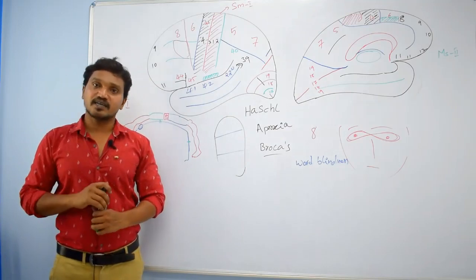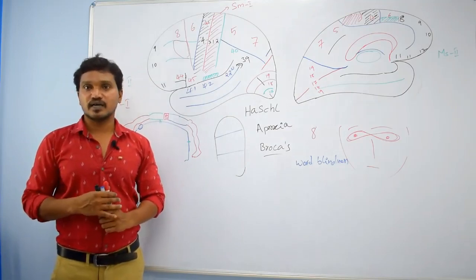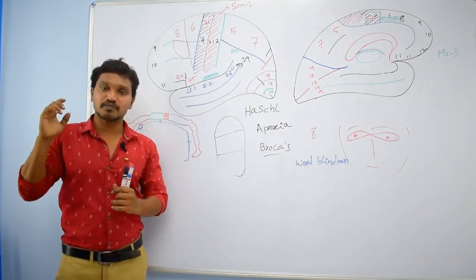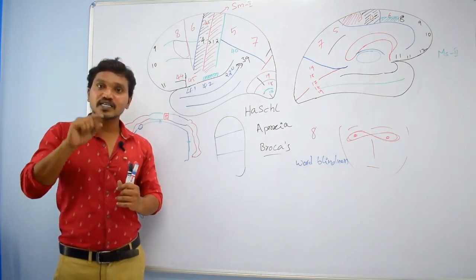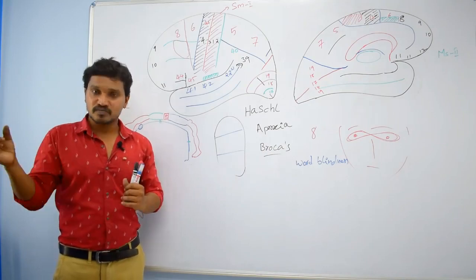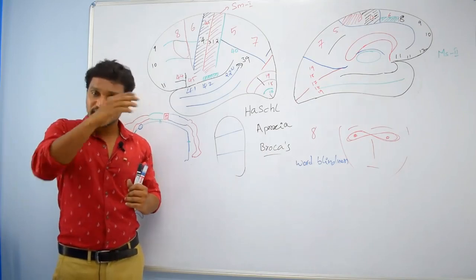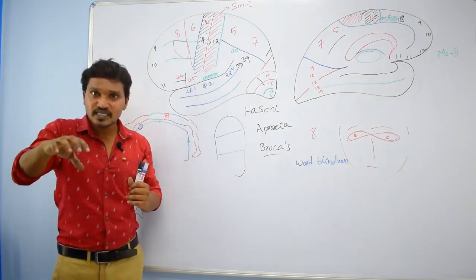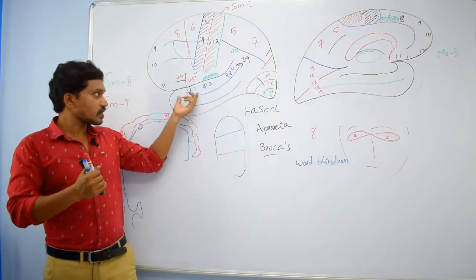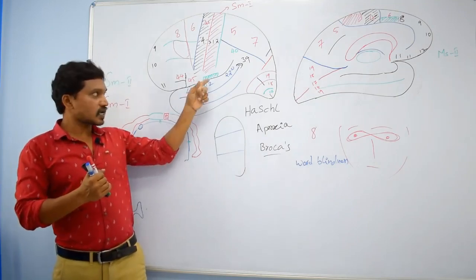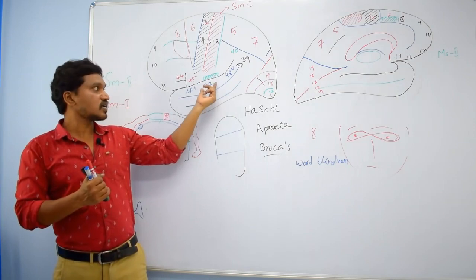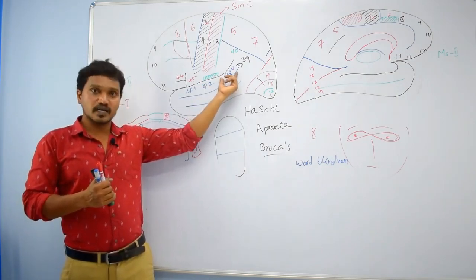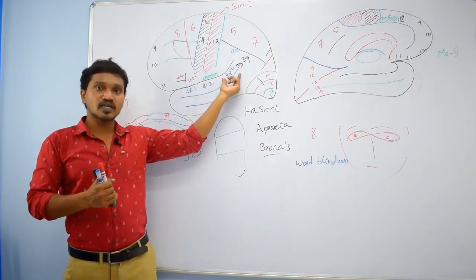First, area number 41 is the primary auditory area. What is the function of this primary auditory area? Reception and perception of isolated auditory impulses like direction of sound, frequency of sound, and pitch of that sound. All these things will be received by area number 41 and transferred to the associated area. Area 42 is the associated area and area 22 is the higher associated area.